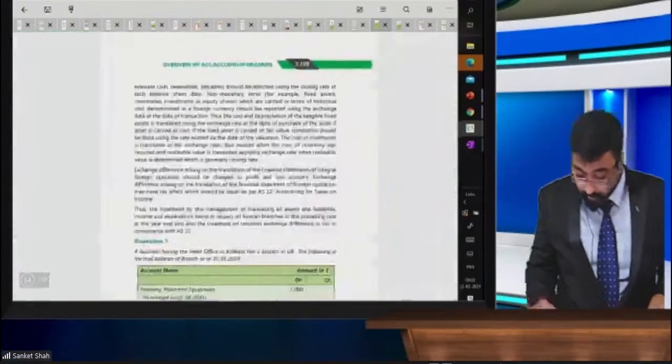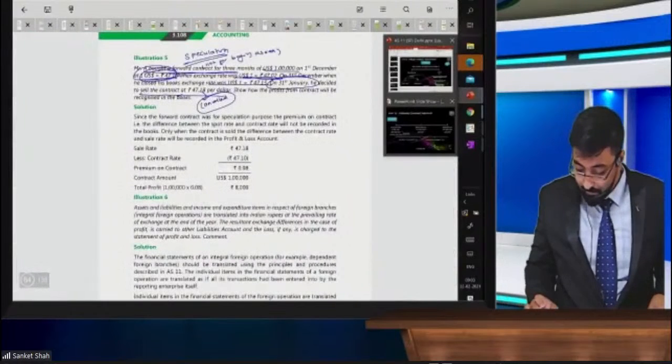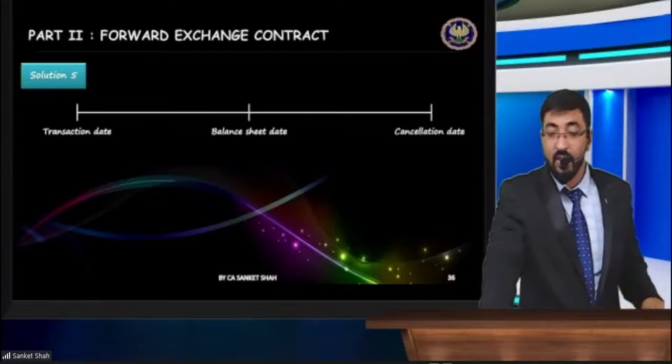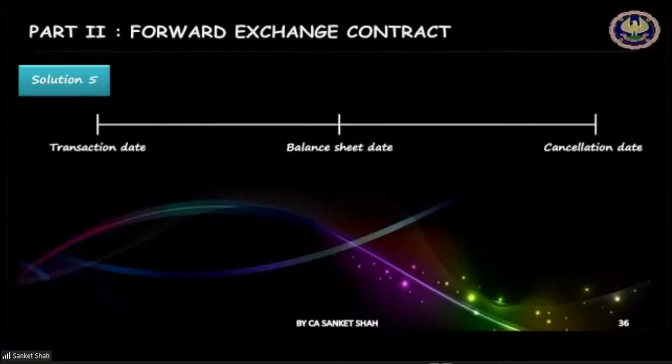Now how to present the answer? Yes, write down solution number 5. Remember, now please concentrate on the slide only. Transaction date, balance sheet date and cancellation date. Transaction date is 1st December, balance sheet date is 31st December and cancellation date is 31st Jan. Please write down all rates properly.